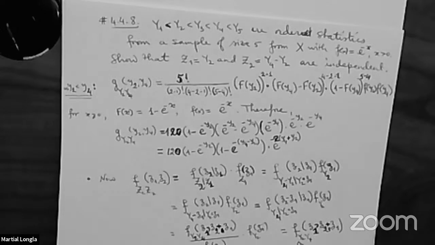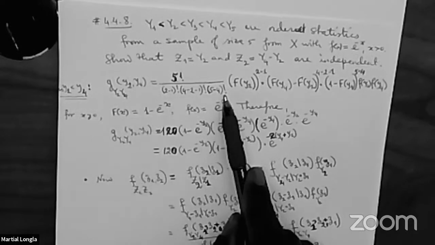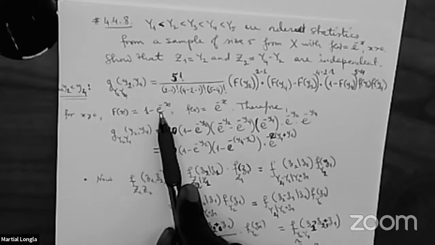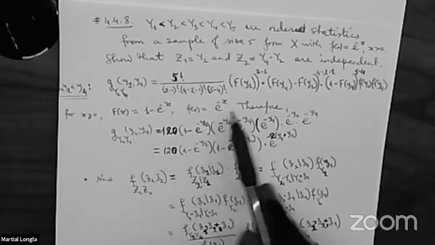And so how do you do that? The hint is given in the problem. Find first the joint distribution of Y2 and Y4. That's where you use the formula as given in the notes. The joint distribution of Y2, Y4 is equal to that. That's just applying the formula, in which capital F of x is 1 minus e to negative x, and little f of x is what is given right here, e to negative x. Therefore, we replace those two things into this formula and compute. This is what we get.